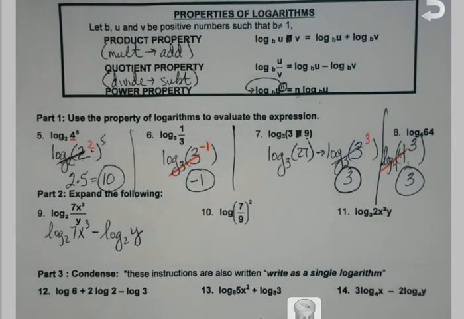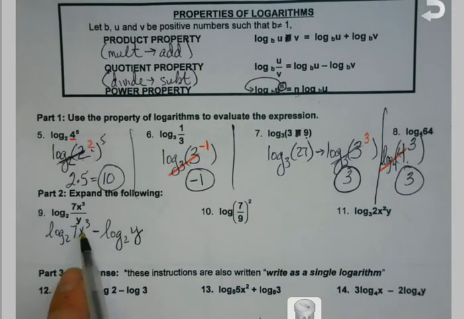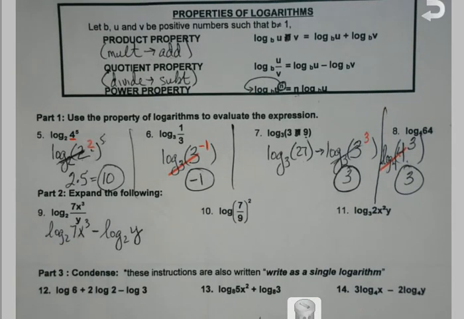But then I go back and I say, okay, are there any other properties here that I could use? And there are. The product property, am I multiplying anything? Yes, I'm multiplying 7 times x to the third. And we don't always think about that. We're like, it's one term. But they're being multiplied. So I'm going to break this one up.